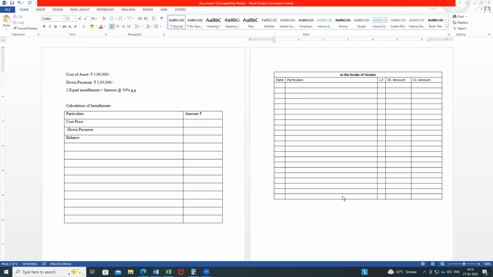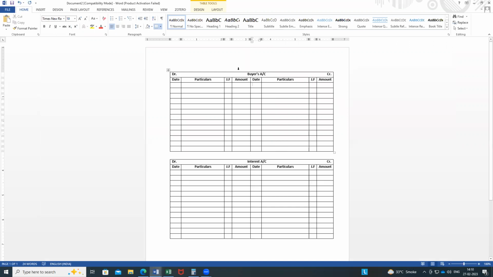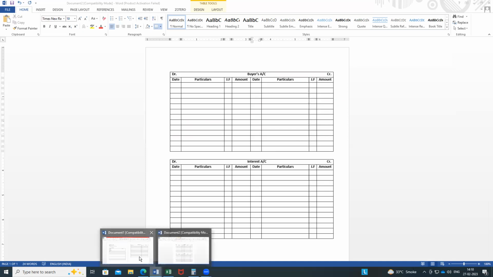Now, today we will quickly learn how to pass journal entries in the books of vendor. So, let us take one simple example wherein we will learn how to pass the journal entries in the books of vendor. Then, we will also learn how to create a ledger account. There are two ledger accounts created for the vendor in the books of vendor, that is, in the books of seller. So let us see how to do that.